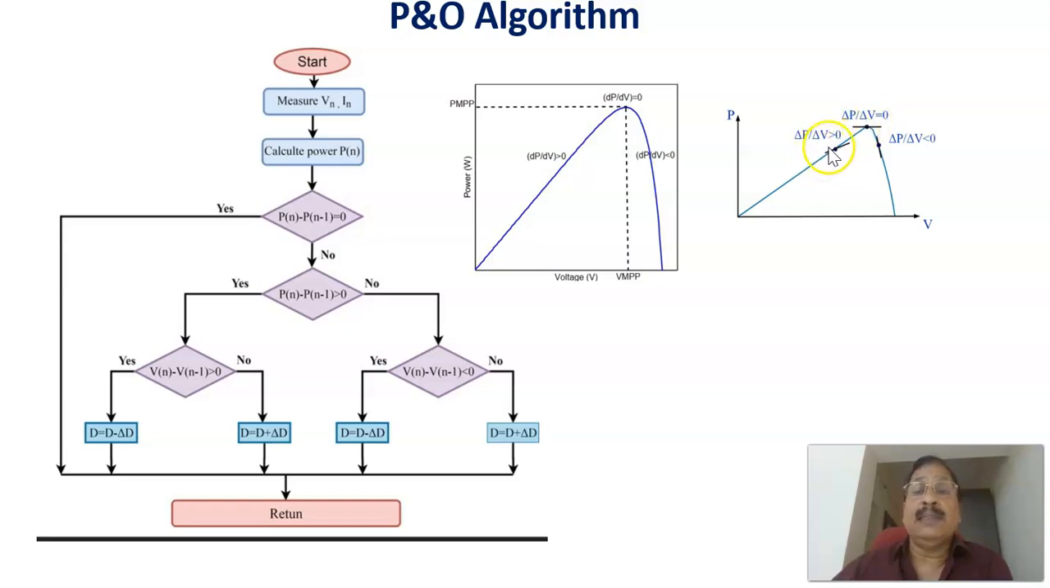Here, delta P by delta V, the change in power divided by the change in voltage, is positive. Here, delta P by delta V is negative. Therefore, we have to locate the maximum power point by bringing the operating point to the maximum power point by this method. That's the P&O, perturb and observe algorithm. Finally, it will settle at the maximum power point.